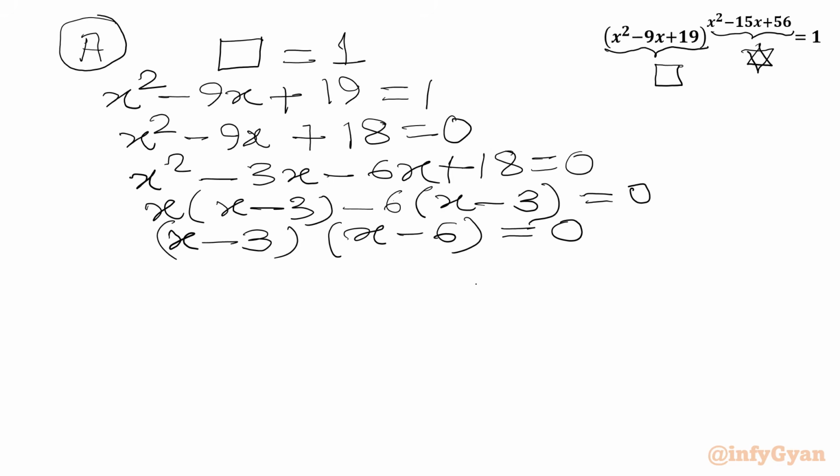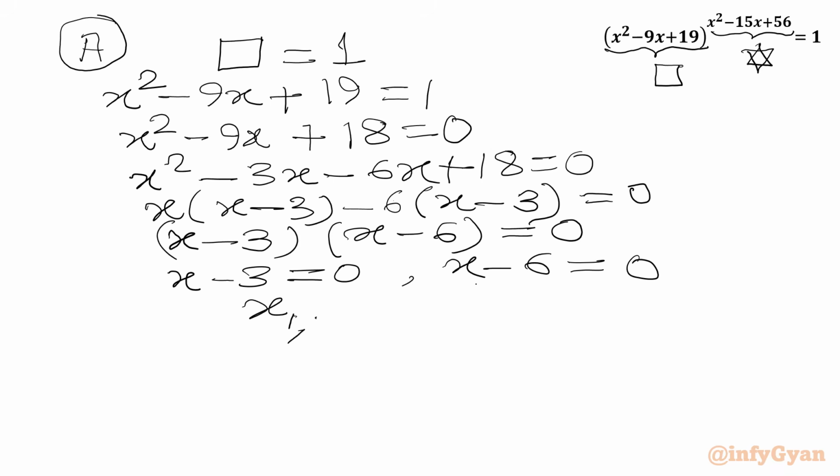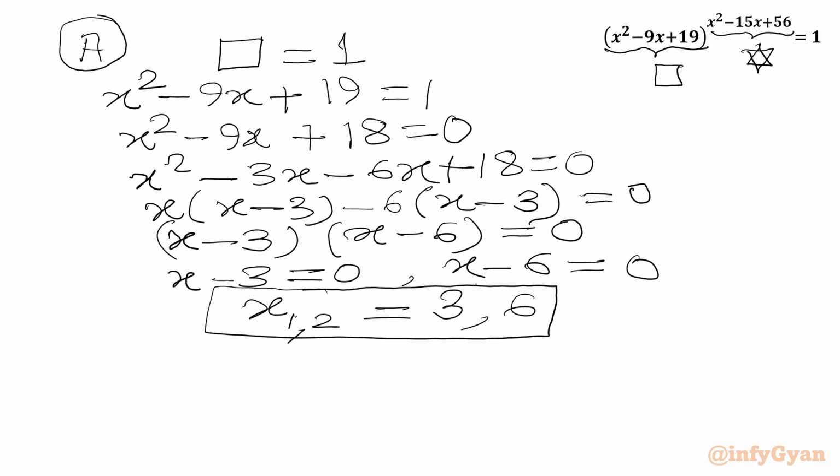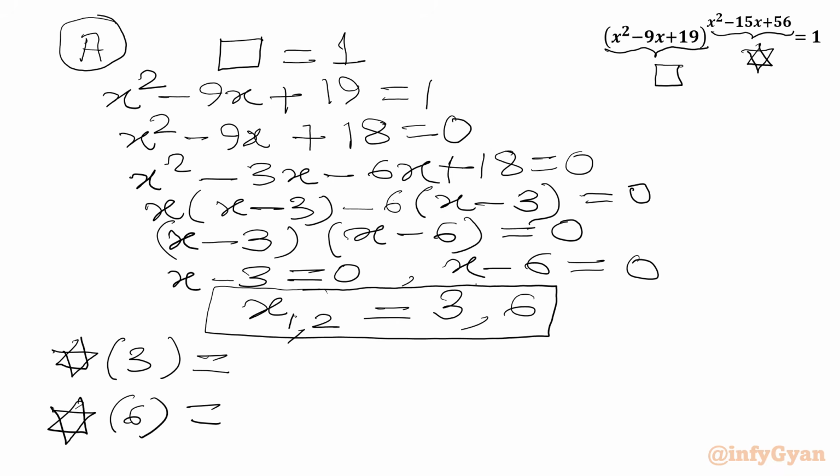Now we can use the product 0 rule and get either x minus 3 equal to 0 or x minus 6 equal to 0. So from the first equation, we are going to get x equal to 3, and from the second equation, we'll be getting x equal to 6. Now we will check the star value at these points. So I will write here star at 3 and star at 6, which we will calculate to check whether the answer is real numbered or not. Star is x square minus 15x plus 56.